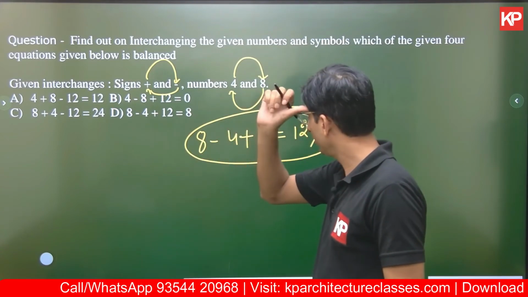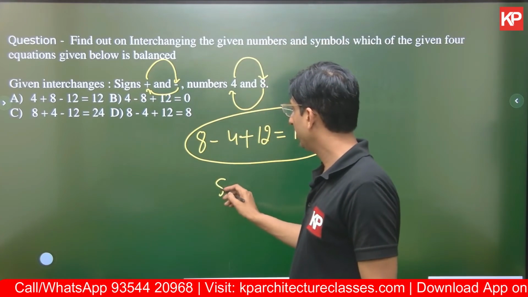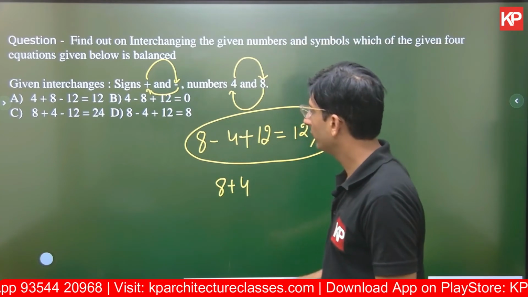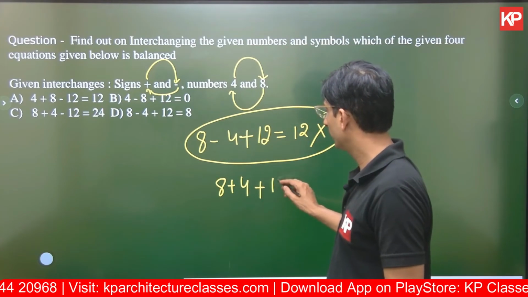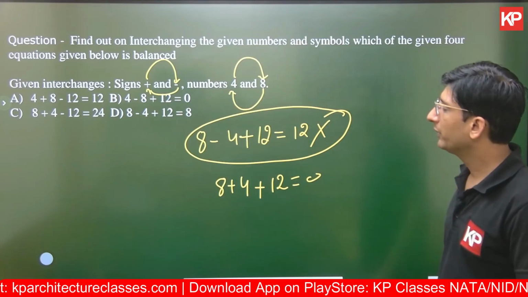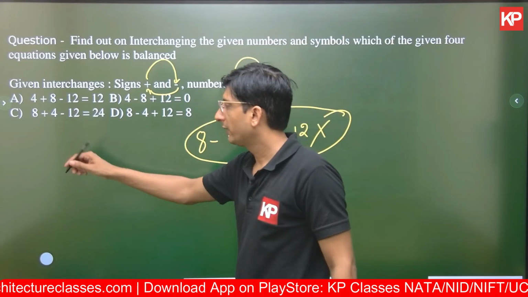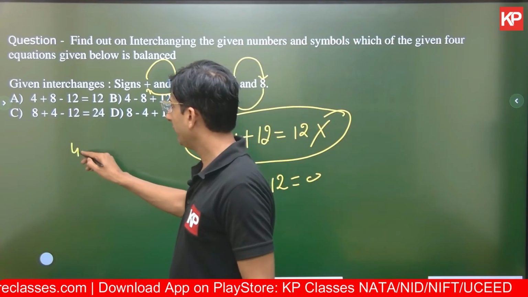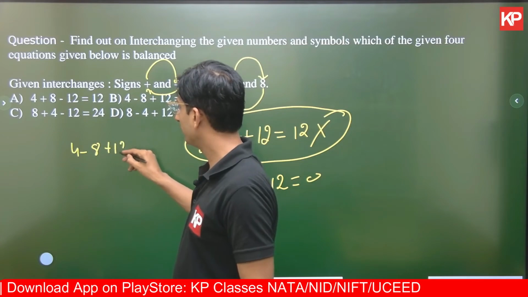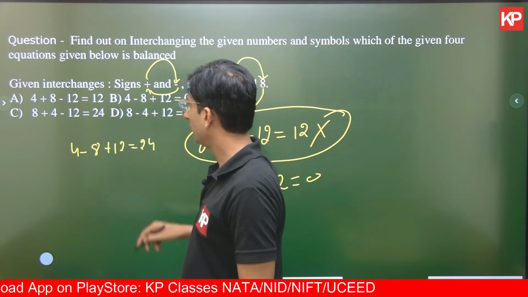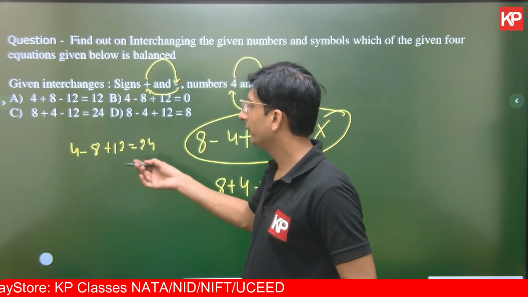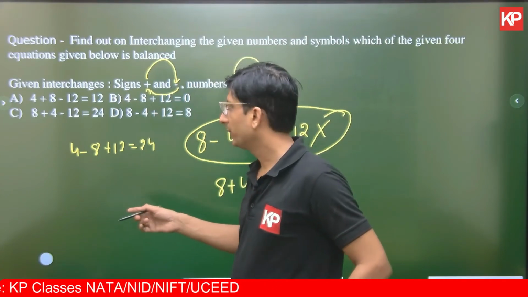Now let's solve the second one. 4 minus, so again that is 8 plus, at the place of 8 we have to write 4 plus 12 is equal to 0. So this is not equal to 0. You don't have to even add this. Third one, we have to replace again 4 by 8, minus by plus is equal to 24. So this is also not equal to 24. So you don't have to solve the next one. That will be our answer if we have the three options as wrong.